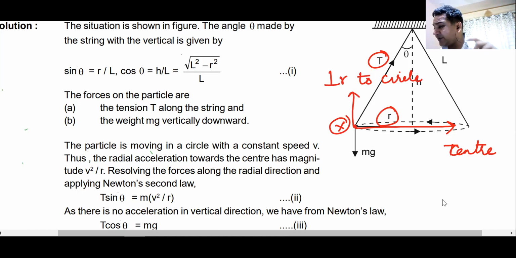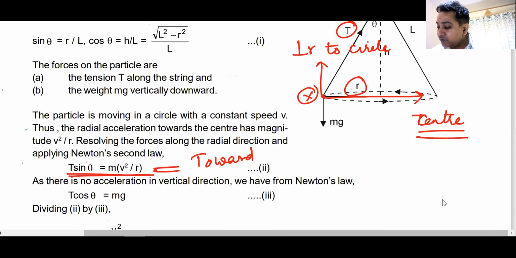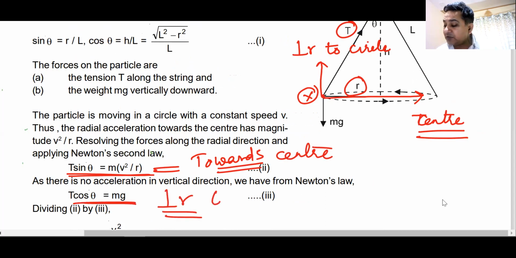Please listen to me very carefully. One equation is made toward the center. That equation is T sine theta is mv squared by r. This is the equation towards the center. Please raise your hand if you understand this. And look at the other equation. This equation is made in a direction which is perpendicular to the circular path.